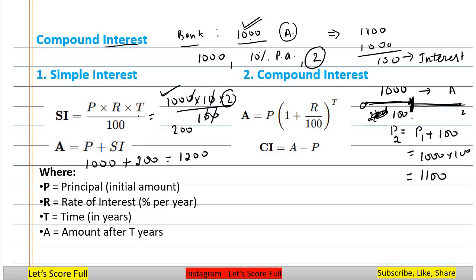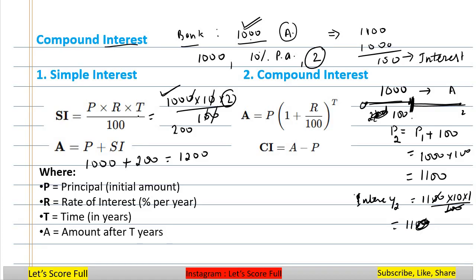Now if I want to calculate interest for the second year, how much will it be? I'll write interest Y2, Y2 meaning for the year 2. Principal 1100, rate of interest is 10, and for 1 year. Why 1 when it was for 2 years? Because here at every year end we add interest to the principal. So it is 1100, and these 0s get cancelled. So it is 110. 110 rupees interest for the second year.